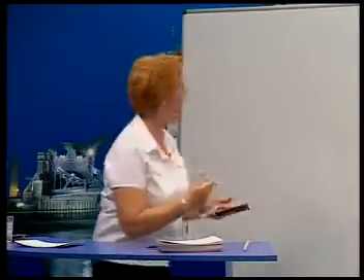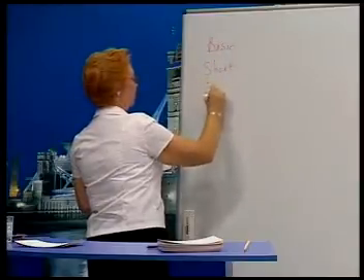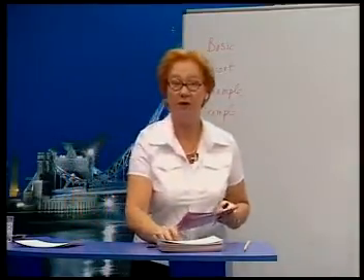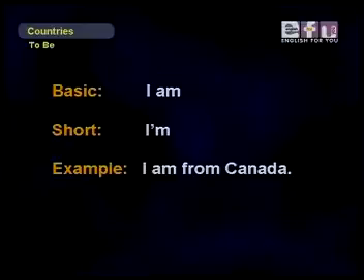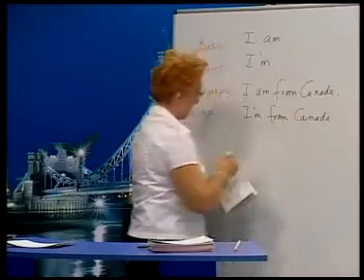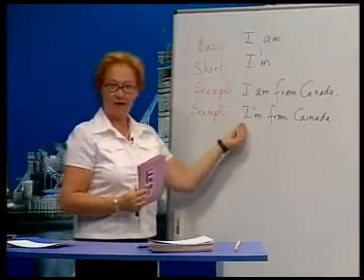Now, we're going to review the verb to be. Now, again, this will add information. First, we have basic, short, and two examples for everyone. Now, first, and you remember this, I am, short, I'm. I am from Canada. I'm from Canada. Okay? I am from Canada. I'm from Canada.